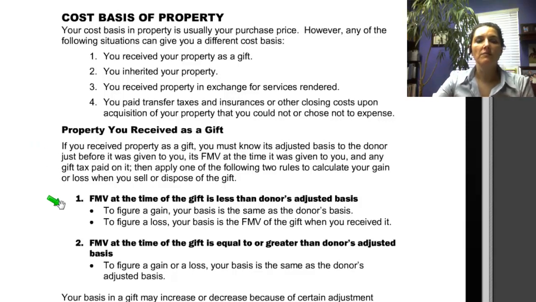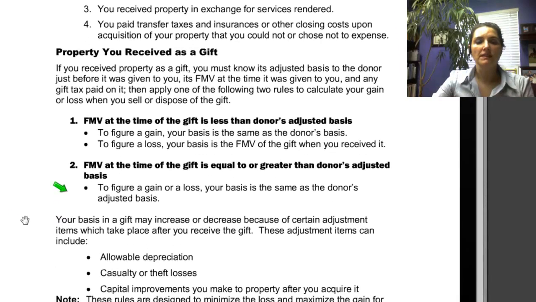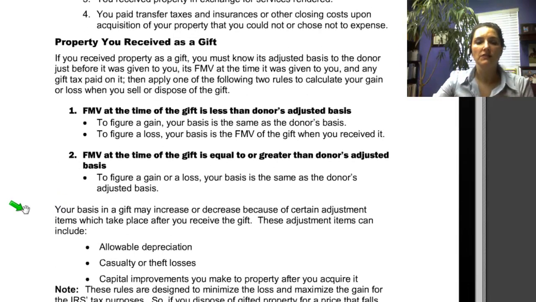Number one, if the fair market value at the time of the gift is less than the donor's adjusted basis, then to figure a gain, your basis is the same as the donor's basis. And to figure a loss, your basis is the fair market value of the gift when you received it. Or two, if the fair market value at the time of the gift is equal to or greater than the donor's adjusted basis, then to figure either a gain or a loss, your basis is the same as the donor's adjusted basis. Your basis in a gift may increase or decrease because of certain adjustment items which take place after you receive the gift.